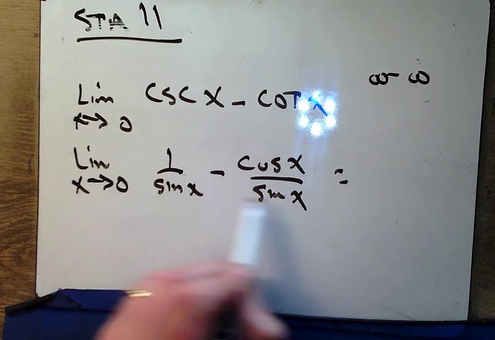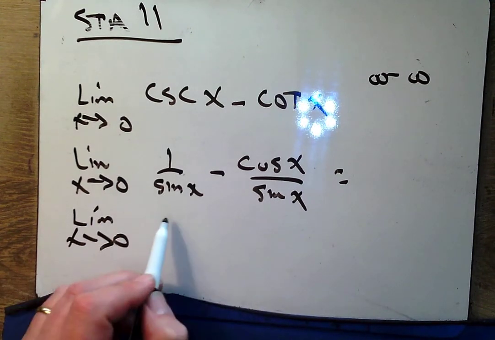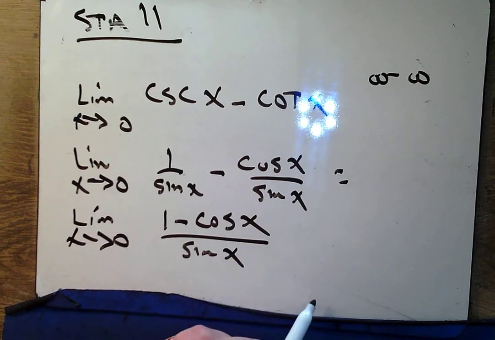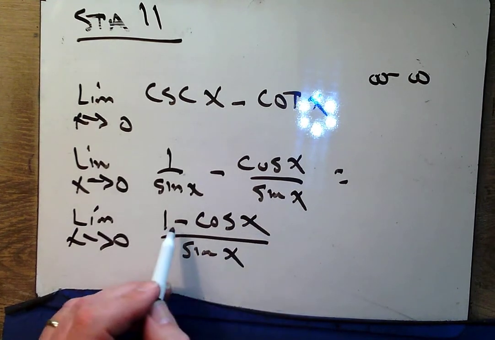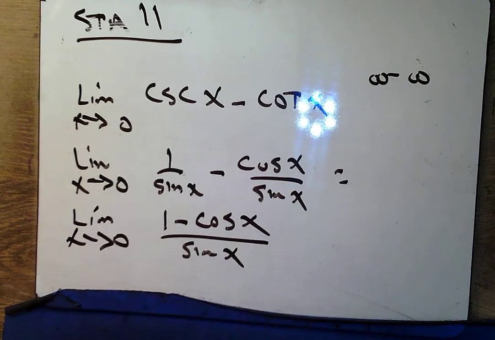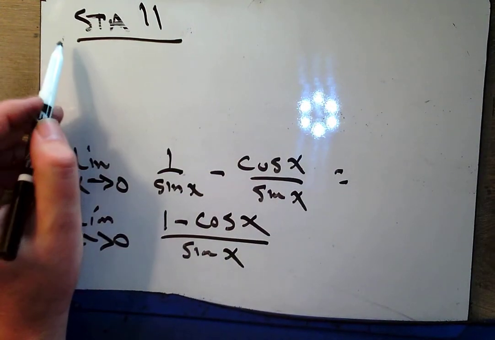Now I see that I already have a common denominator. And so that's going to be 1 minus cosine over sine. If I plug in a 0, I get 1 minus 1, which is 0 on top and 0 on the bottom. Yes, this is a L'Hopital situation, so we're going to have to write that justification.